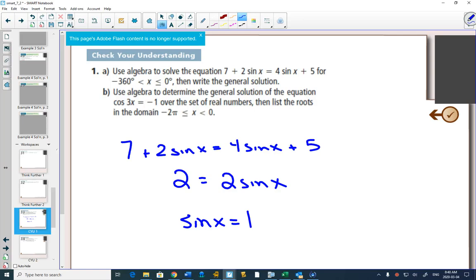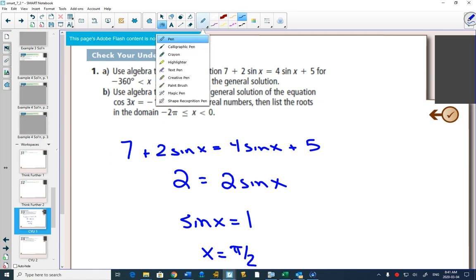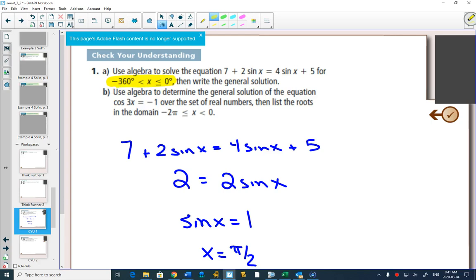Okay, we're in degrees though. But this might happen. You might write pi over 2. And then you go back and read the question again, and the important thing is to look at the domain. We read that again, and then we also notice that it says, then write the general solution.